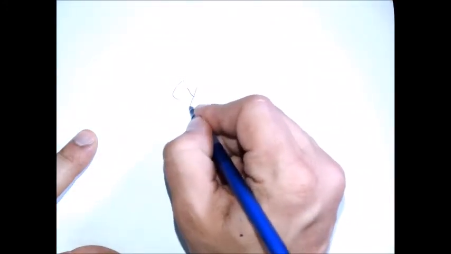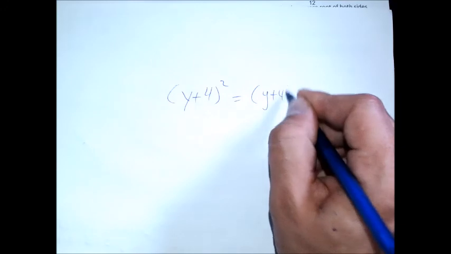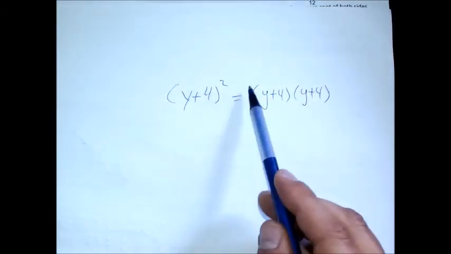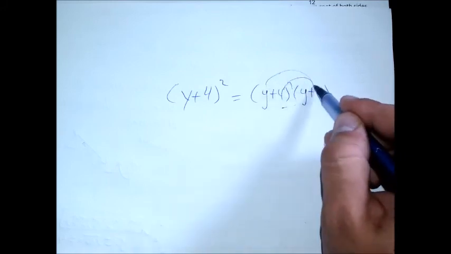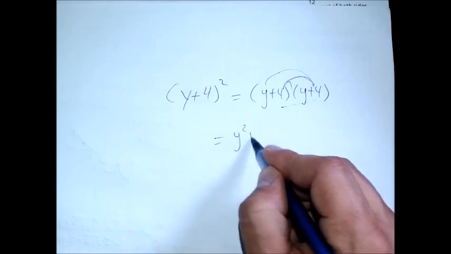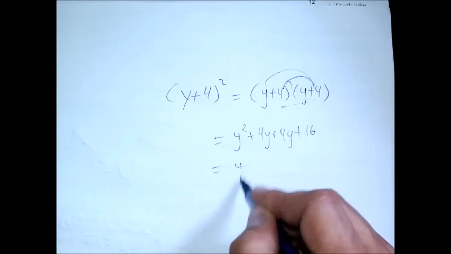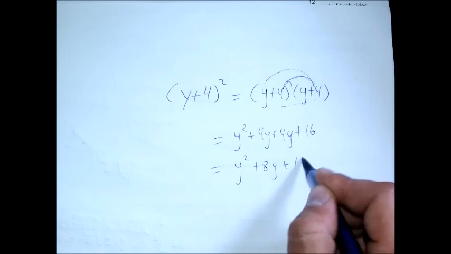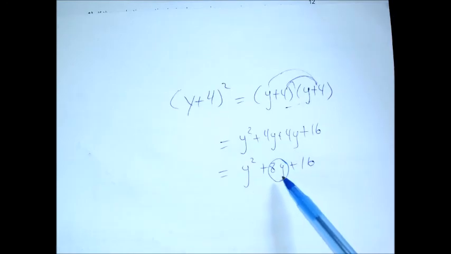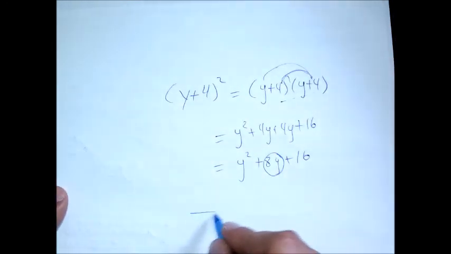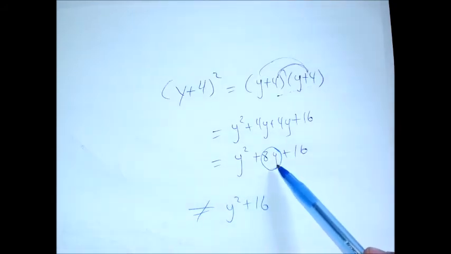If we had y plus 4 squared, we know that that's y plus 4 times y plus 4. Whenever you square something, you multiply by itself. And when we multiply this out, when we do the distribution, we would get y squared plus 4y plus 4y plus 16. So we do get a y squared, and we do get a 16, but when you do it that other way, you miss out on this 8y. That's why this is not equal to y squared plus 16, because you're missing that middle term when you just distribute that.